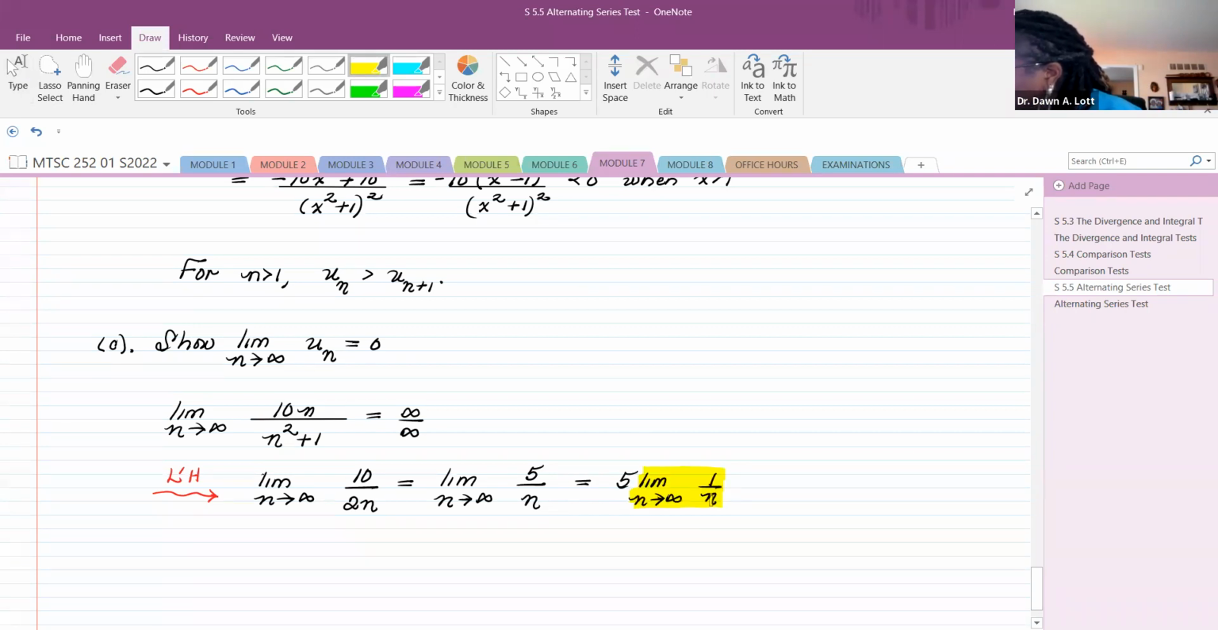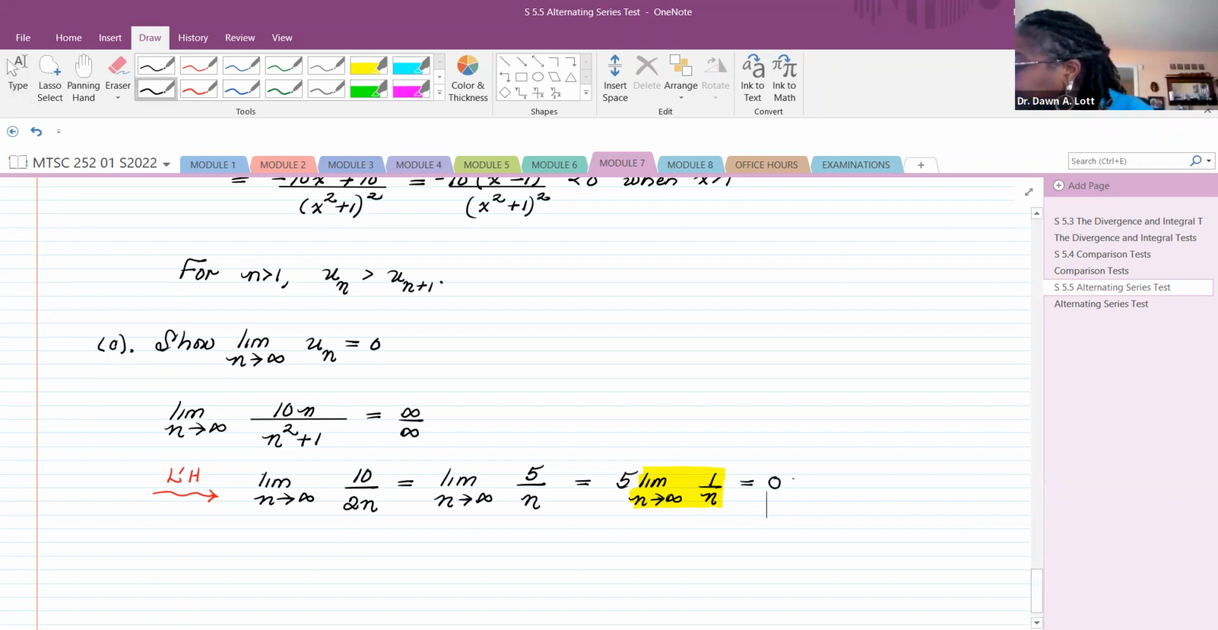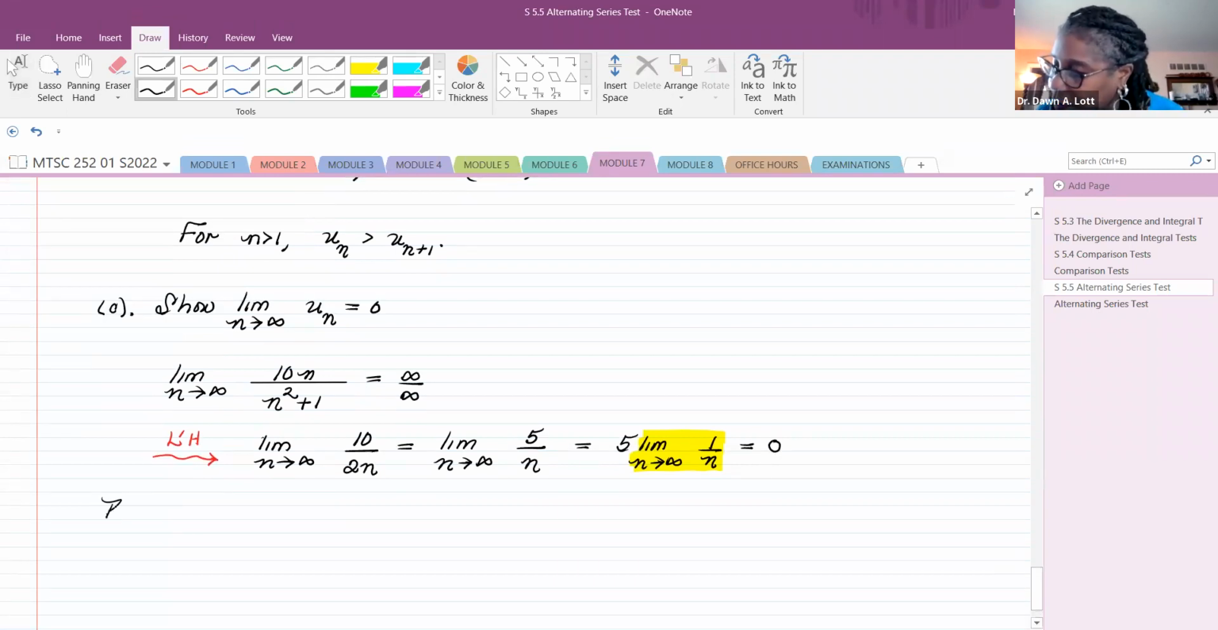Whenever n goes to infinity in the denominator, the whole thing goes to what? I don't know. Okay. This is a limit that you have to remember. The limit as n approaches infinity of 1 over n is always 0. That number gets smaller and smaller. So that is 0.